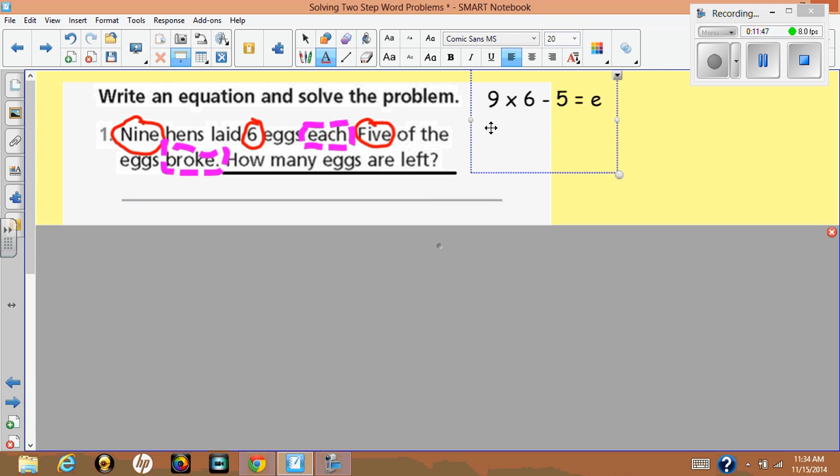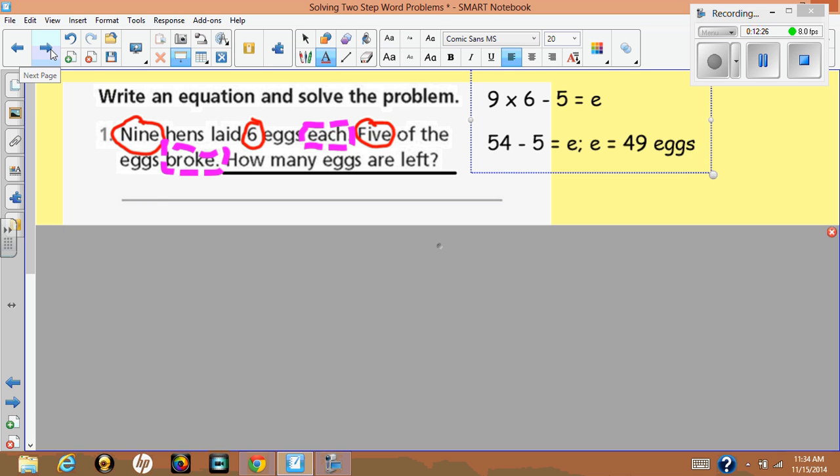Let's go ahead and solve this equation now. 9 times 6 is 54. Now we subtract 5, and we have e, our variable, equals 49. What is our label? How many eggs are left? Our label is eggs. We have solved our second 2-step word problem.